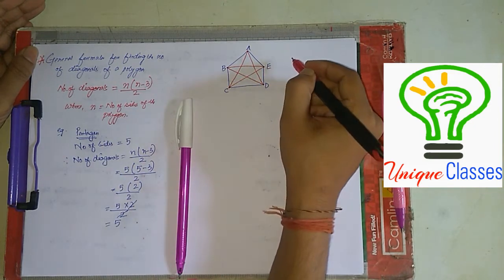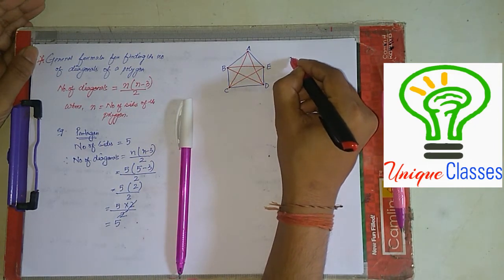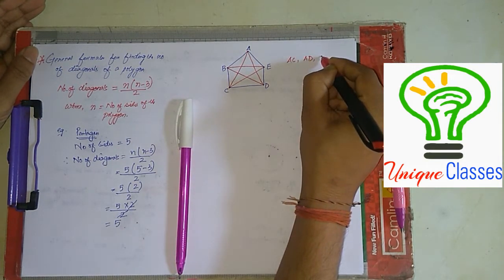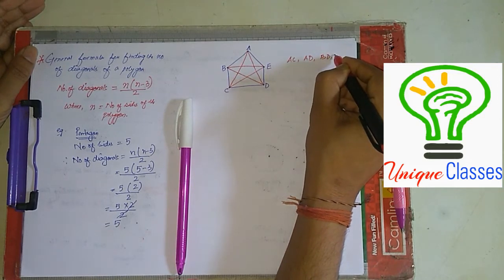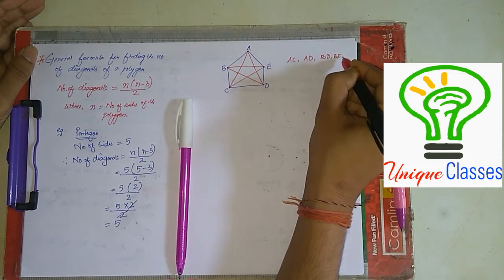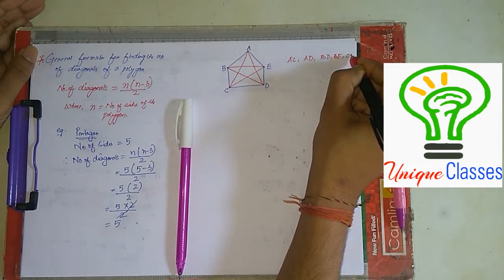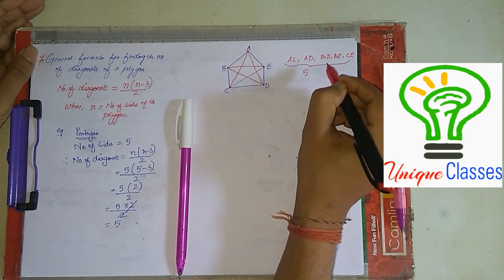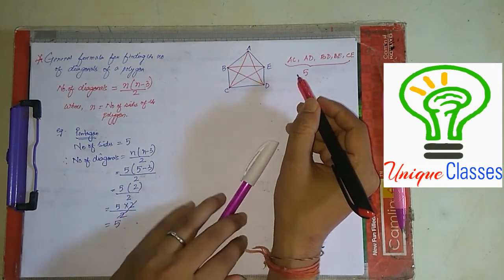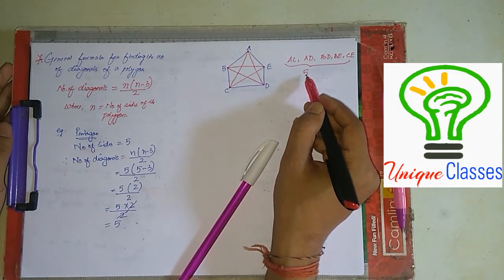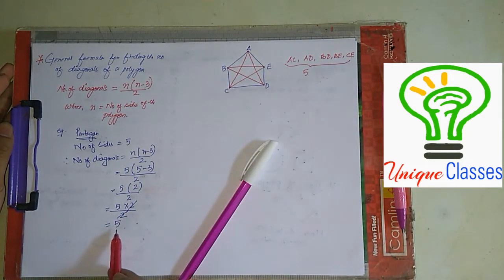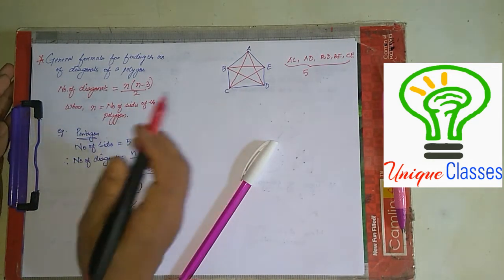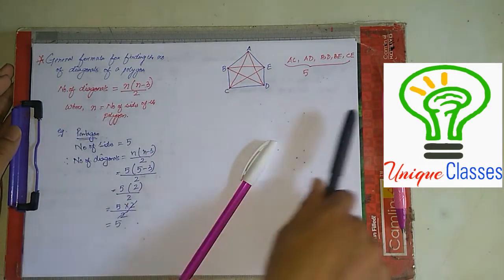Fine. So the diagonals we found are AC, AD, BD, BE and CE. Total 5. So from the diagram also we have found there are 5 diagonals, and from the formula we have also found there are 5 diagonals. So this formula is fine.